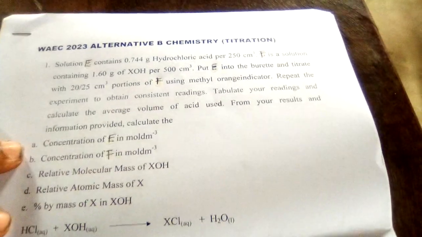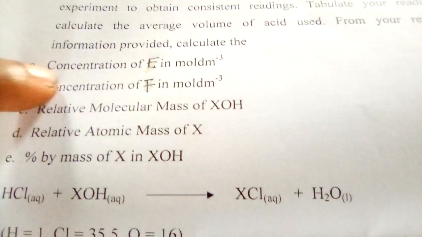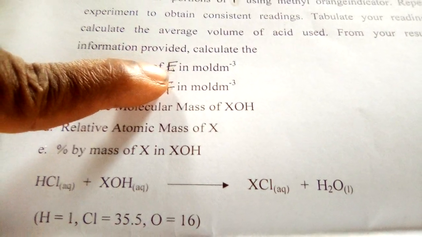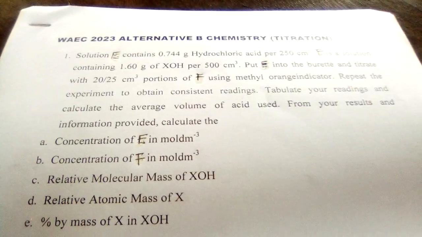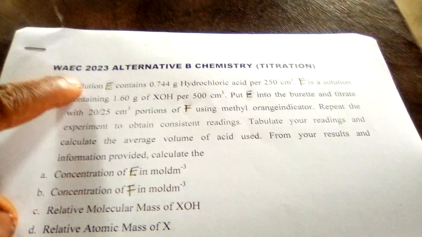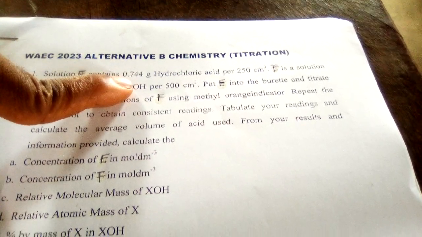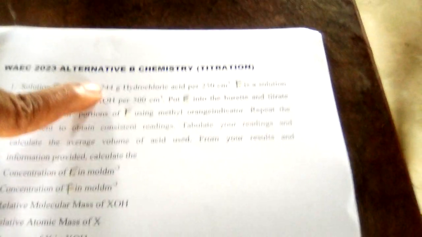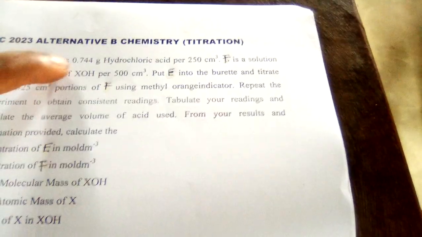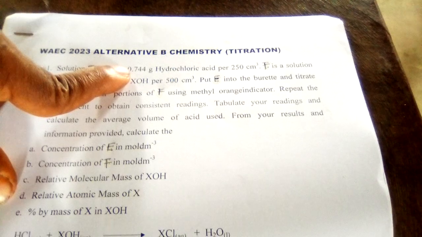The first question says, from the information and results provided, calculate the concentration of E in mole per dm³. E is the acid. We'll go to the first sentence and see whether there's a clue to this solution. We are told in the first sentence that solution E contains 0.744 gram of HCl in 250 cm³. So we know the mass of HCl in 250 cm³. We are going to convert this mass to the concentration in gram per dm³.